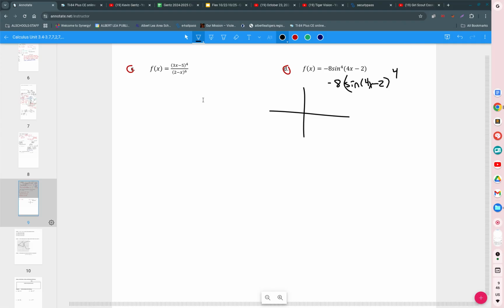Does everybody see that this is a chain rule problem? What is on the outside? What's the outside structure? Good. -8u to the 4th. Excellent. So what's the inside? Sine of 4x minus 2. What's the derivative of -8u to the 4th?